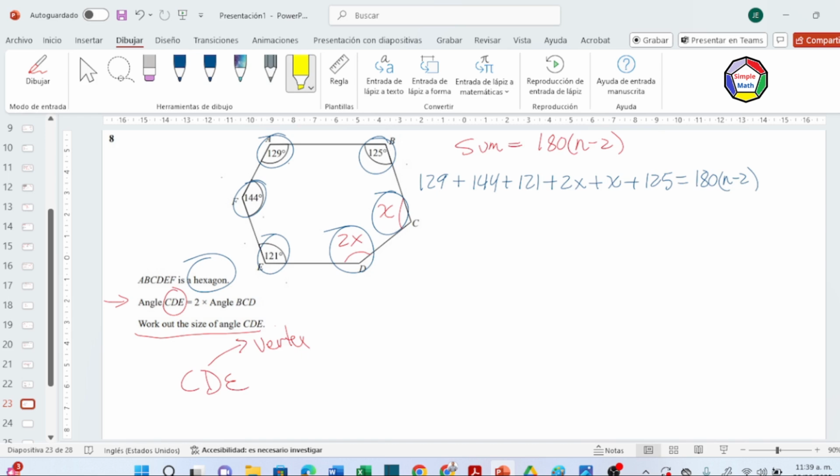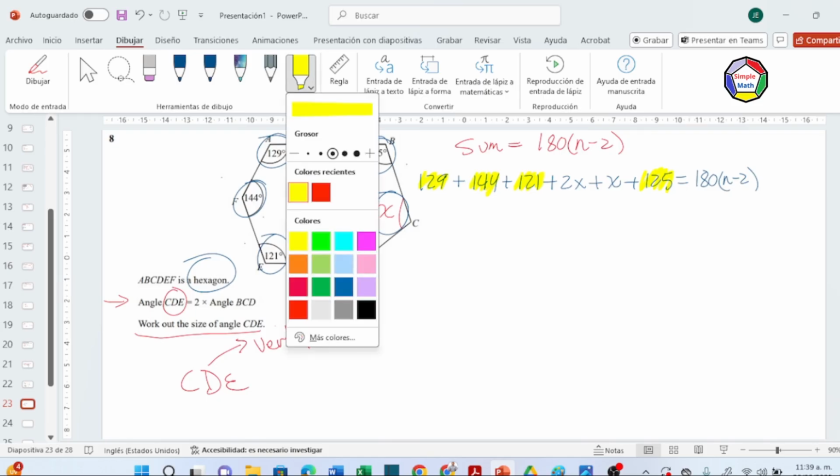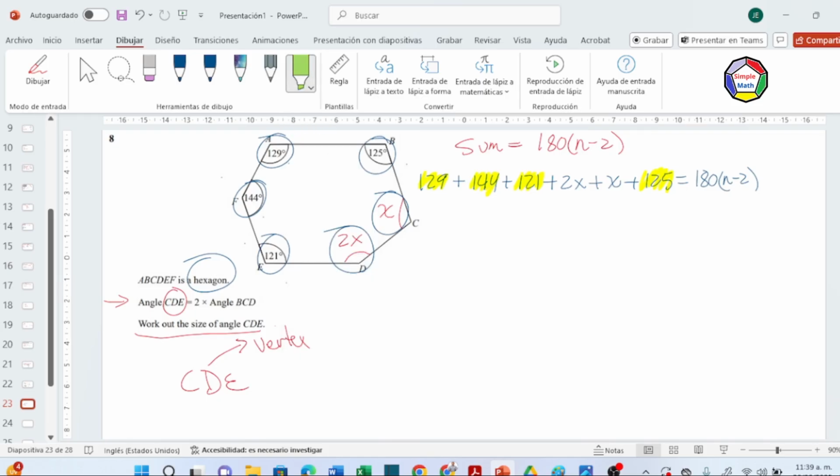Now it's time to combine like terms. The numbers that I am highlighting are like terms. Which are the other like terms? The other like terms are 2x and x. So it's time to work, and I'm going to combine like terms.